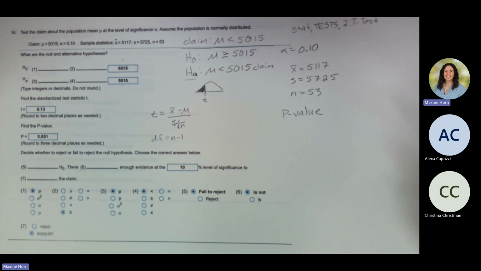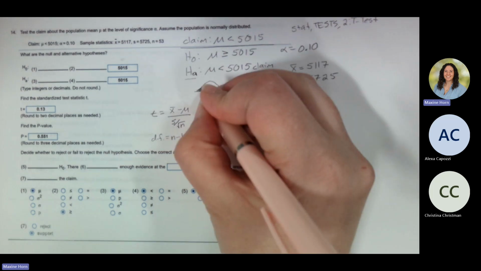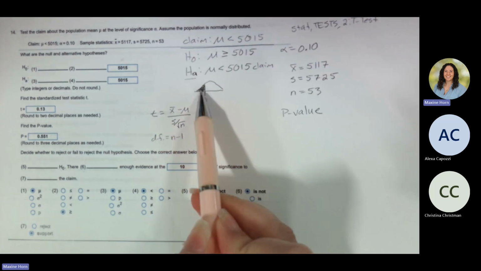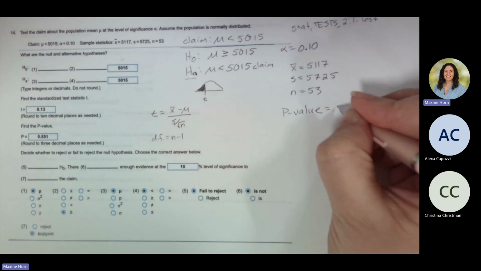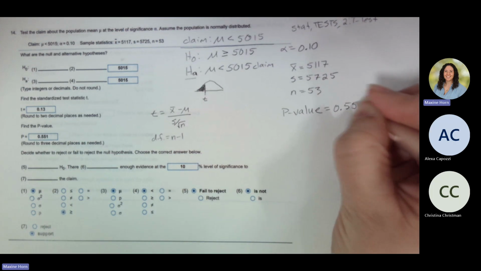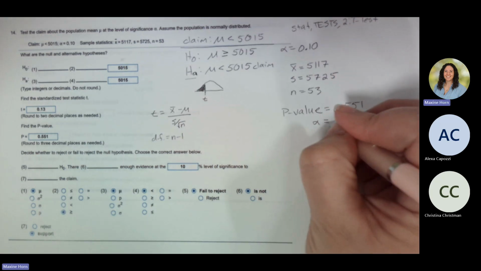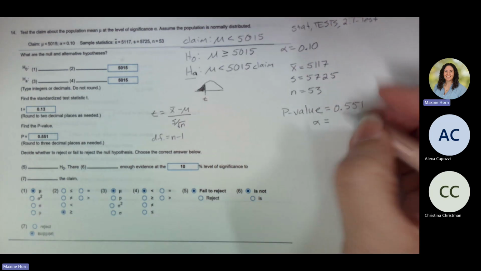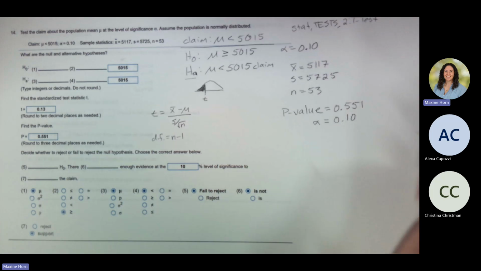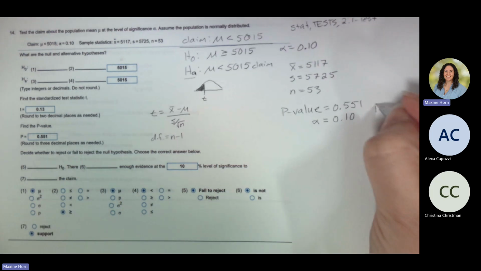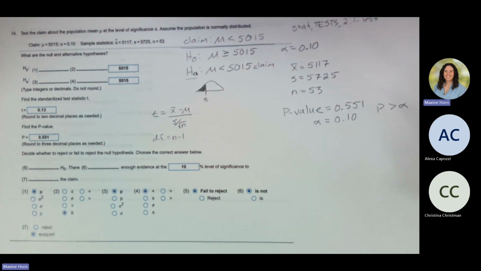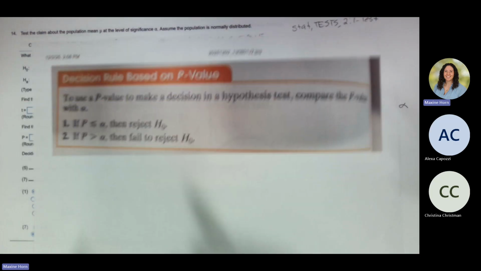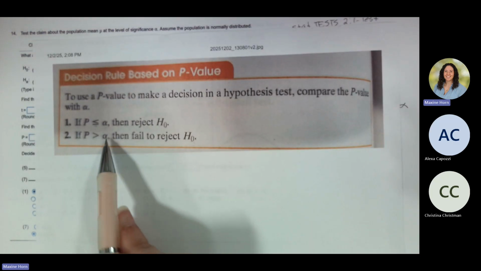All right, the point is that we have our p-value, which is the area, sorry, you can't see that, the area to the left of our standardized test statistic. Our p-value is 0.551. Our level of significance, our alpha, was 0.10. So our p-value is greater than our alpha. And what happens when p is greater than alpha? We fail to reject the null.